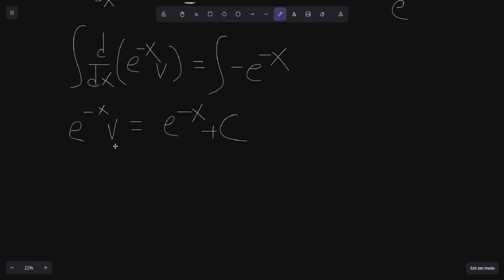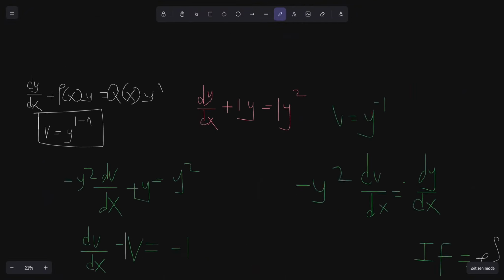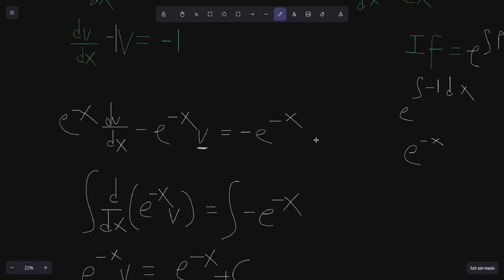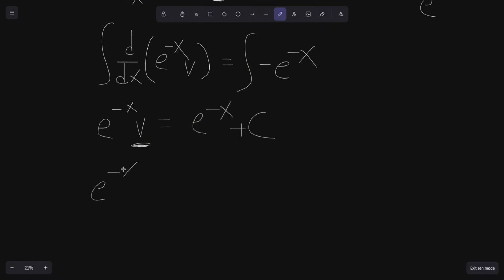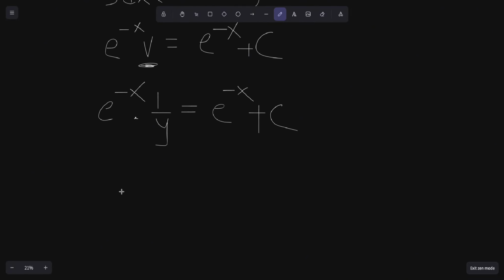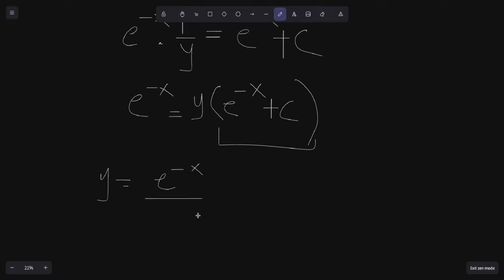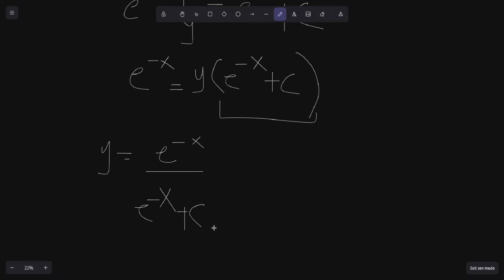Because what we're going to do now is we have everything in terms of x's and v's. But remember where we came from originally. We came from a world with x's and y's. And recall that v was equal to 1 over y, or y to the negative first power. So this is actually e to the negative x times 1 over y equal to e to the negative x plus c. And if I multiply both sides by y, I get e to the negative x is equal to y times e to the negative x plus c. And so if I divide both sides by this term right over here, I get that y is equal to e to the negative x divided by e to the negative x plus c.